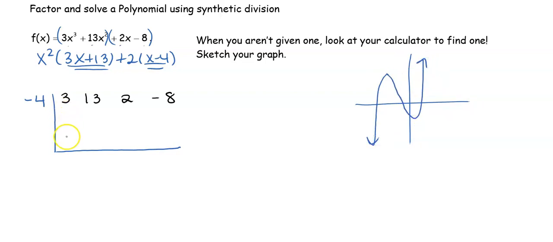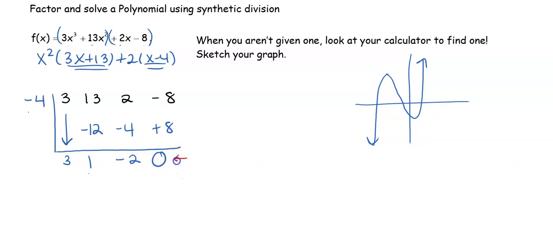Okay, we bring down that first term of 3. We multiply negative 4 times 3. That's a negative 12. And then we add 13 minus 12. That's 1. We multiply negative 4 times 1, negative 4. We add vertically, 2 minus 4, negative 2. And then we multiply negative 4 times negative 2, a positive 8. Notice how it's a 0.